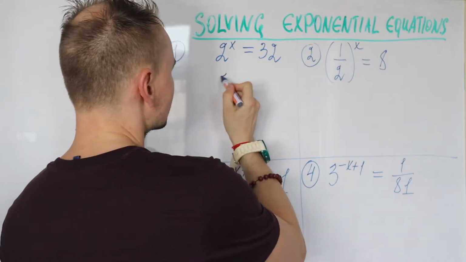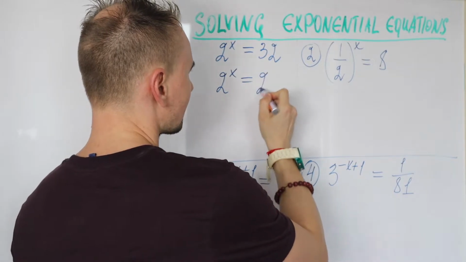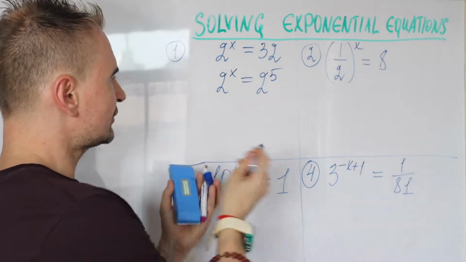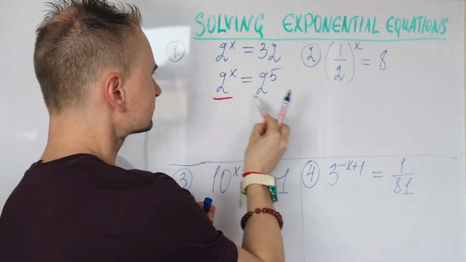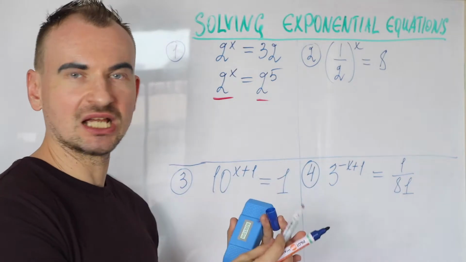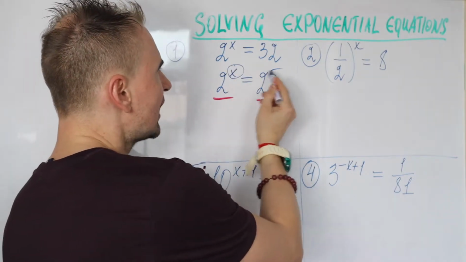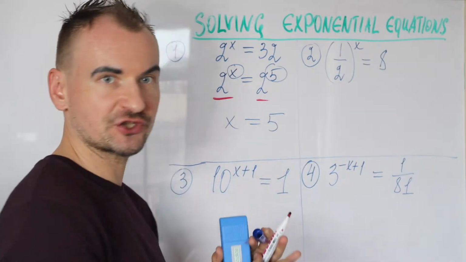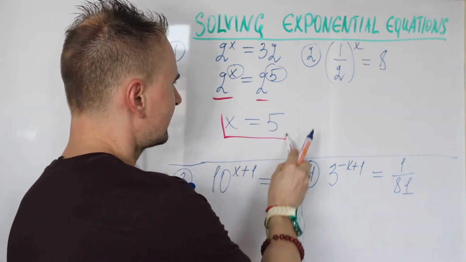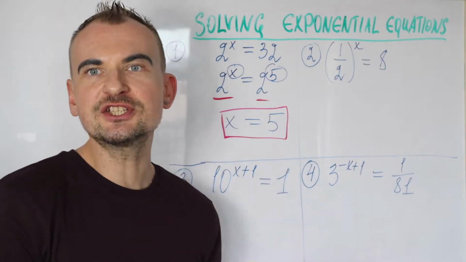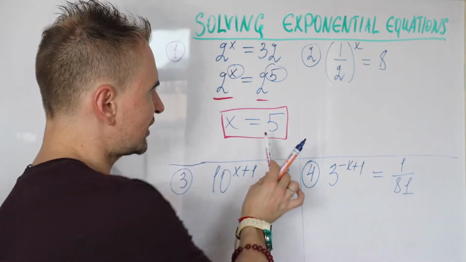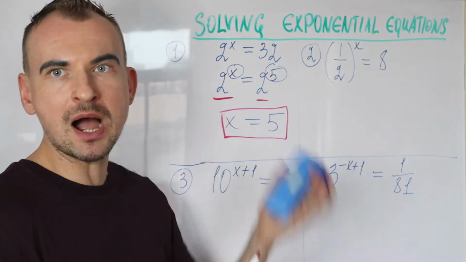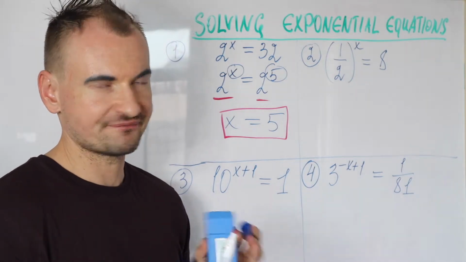And we could write this. Now, at this stage, you have the same base, 2. You can just take these exponents and set them equal to each other. So your x is 5. You can basically check your answer. You can simply put this 5 into x and you would come up with the identity.